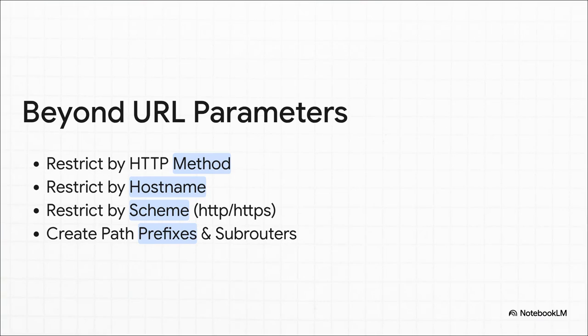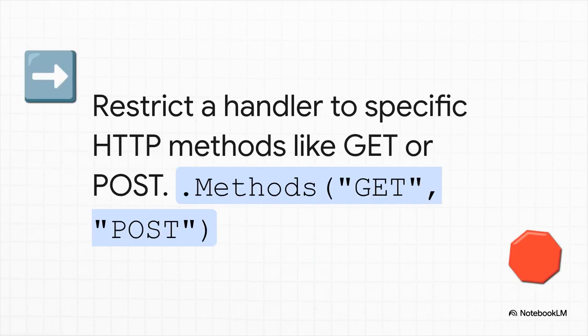You can move beyond just routing by the URL path and start routing based on the nature of the request itself. You can say a route only works for POST requests or only for a specific domain name. You can enforce HTTPS and even organize massive APIs using subrouters. For example, you can easily chain the .Methods function right onto your route definition. This is absolutely essential for building proper RESTful APIs.